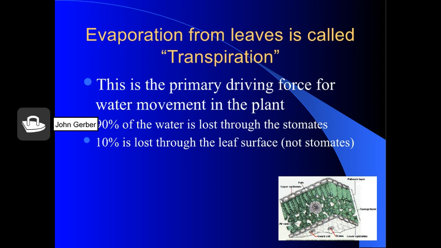Living plants are constantly losing water through their leaves. In the summer months, an enormous amount of water, most of it, 90%, exits the plants through the leaves during the daytime, out through the stomates. But even if the stomates are closed at night, some of the water is lost right through the leaf surface, through evaporation through the epidermis.